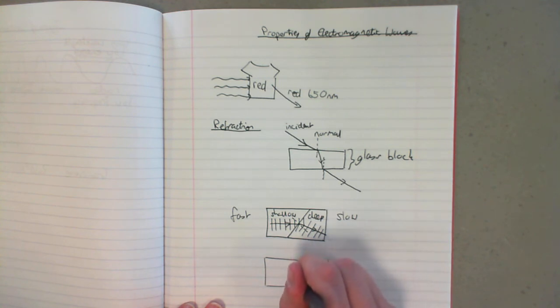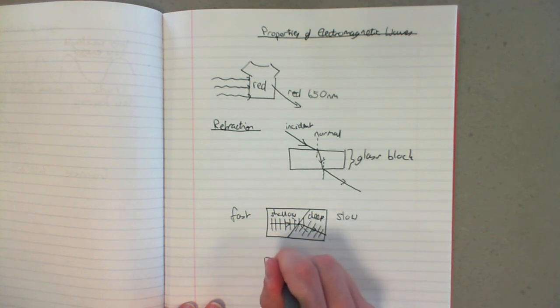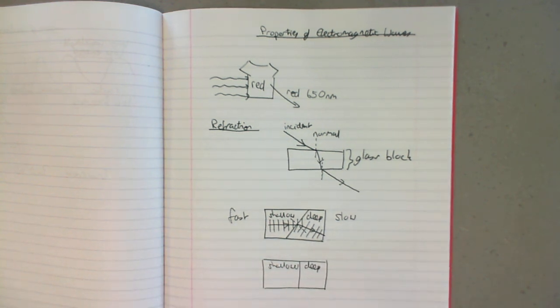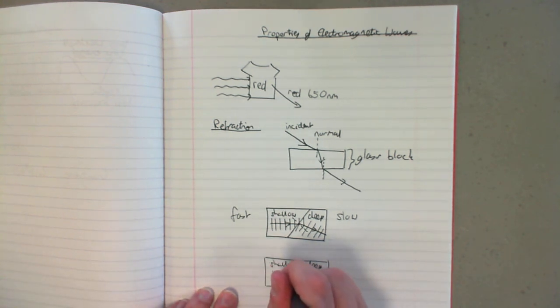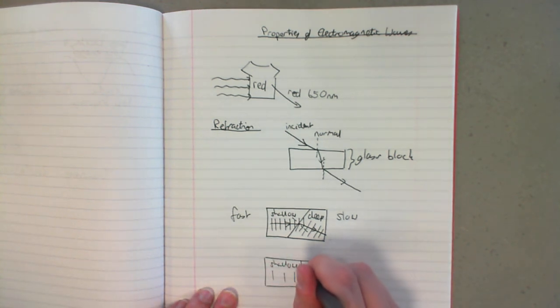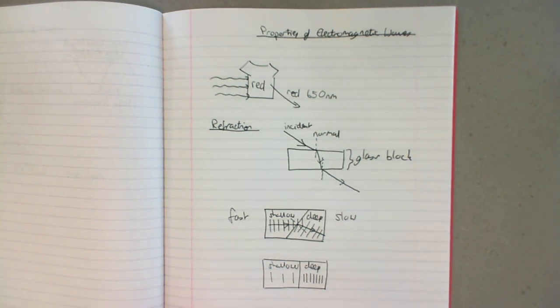So we've got deep on this side, shallow over here, and I'm going to exaggerate the wavelengths. So long wavelength in shallow water, in deep, as it slows down, the wavelengths get closer together. The key thing is all about the change in speed of the wave.